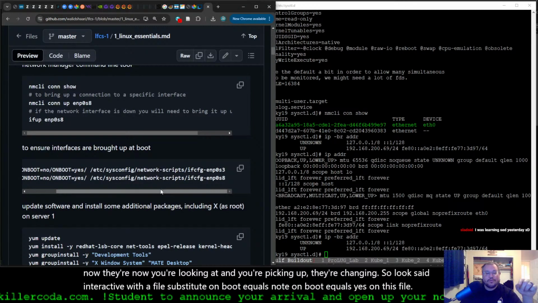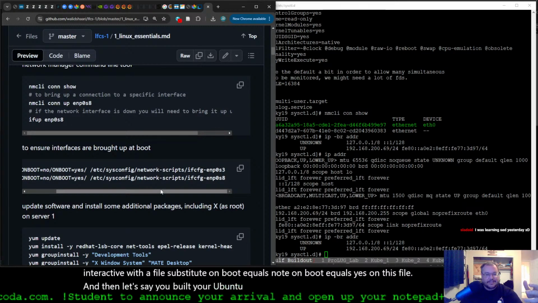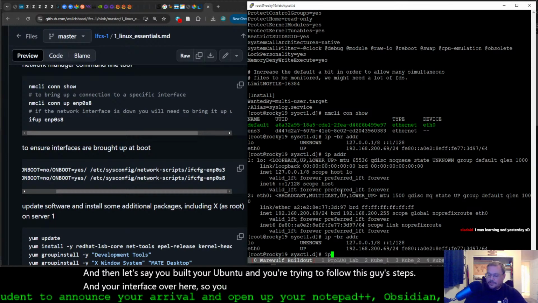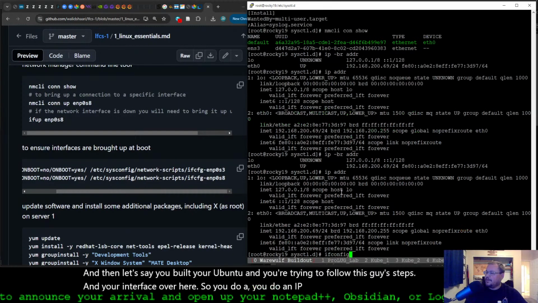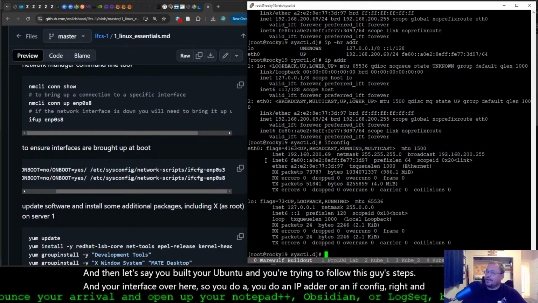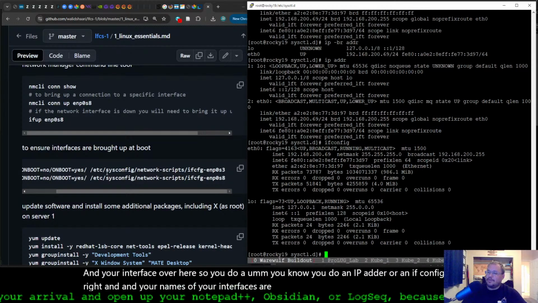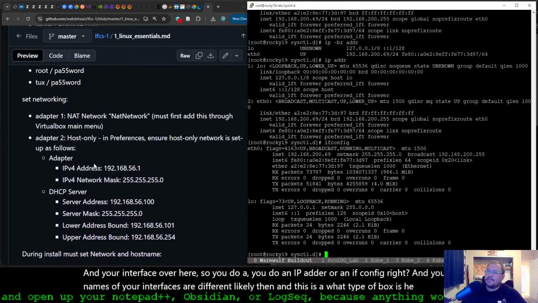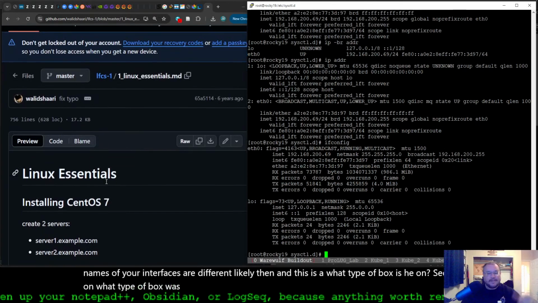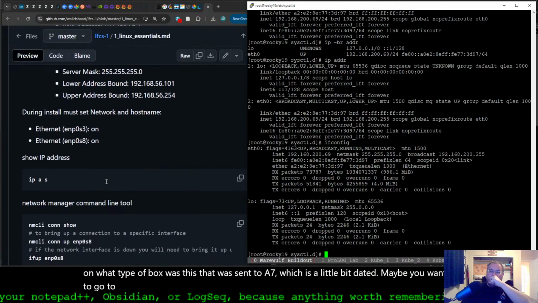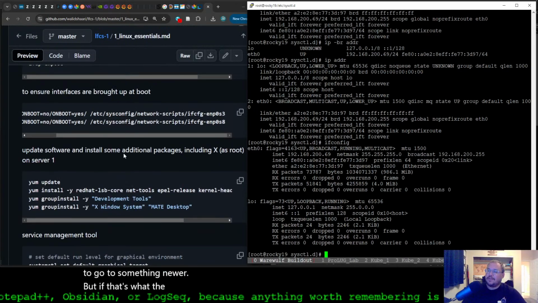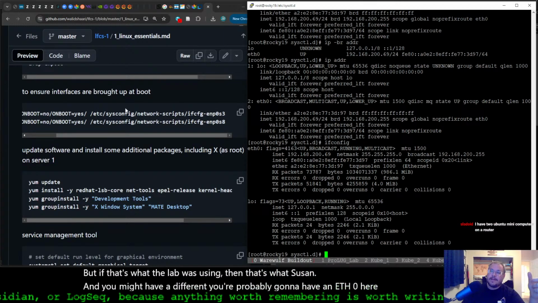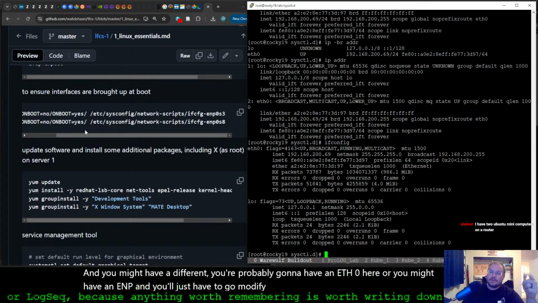And then let's say you built your Ubuntu and you're trying to follow this guy's steps. And your interface over here, so you do an IP addr or an ifconfig, right? And the names of your interfaces are different. Well, likely then, and what type of box is he on? Oh, CentOS 7, which is a little bit dated. Maybe you want to go to something newer. But if that's what the lab was using, then that's what it's using. You're probably going to have an eth0 here, or you might have an enp. And you'll just have to go modify this, but all the rest of this will be the same.